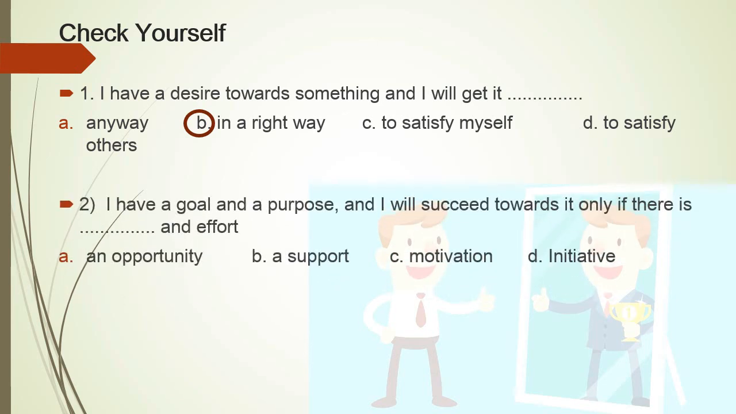Next question is, I have a goal and a purpose and I will succeed towards it only if there is dash and effort. Option A, opportunity. Option B, support. Option C, motivation. Option D, initiative. Guess your answer. The best answer for this one would be option D, initiative, because all other things are from outside.